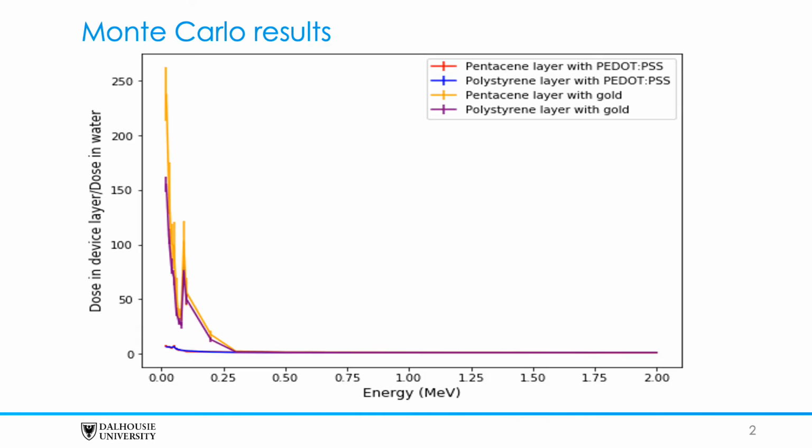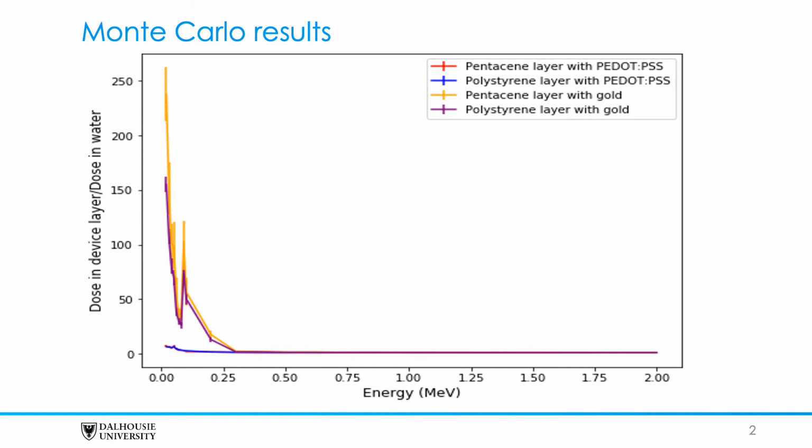These are the results from the Monte Carlo simulations. This graph is the dose deposited in the pentacene and polystyrene layers of the device, relative to the dose deposited if the device was replaced with water, as water is tissue equivalent. Here you can see the device with both the gold and PEDOT:PSS electrodes. The ratio is constant at around 1 for higher energies.